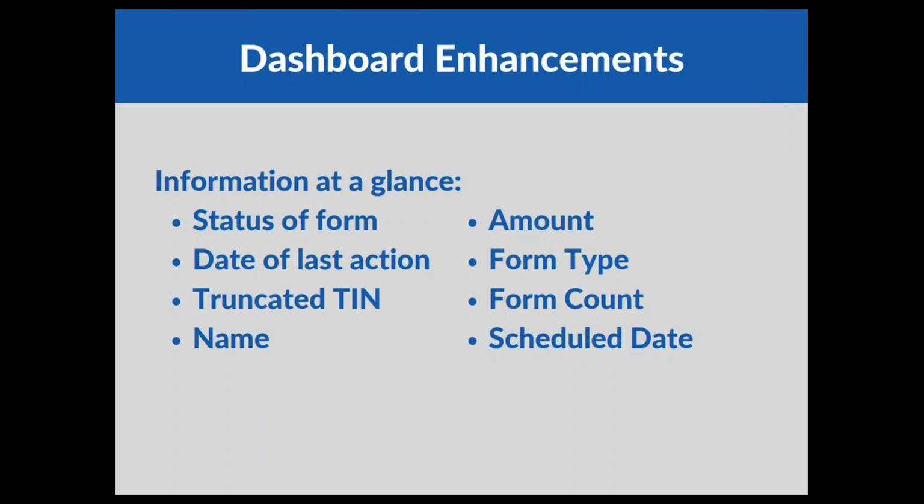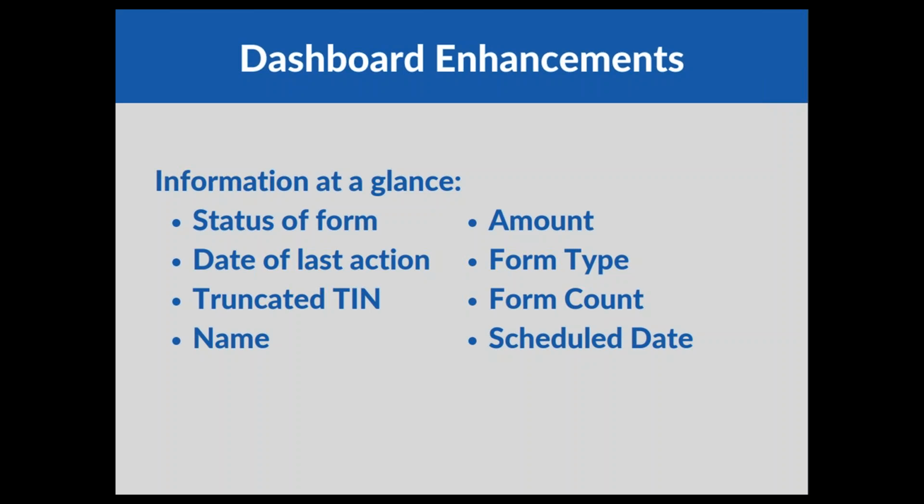So we modified our dashboard pretty significantly to incorporate this information at a glance type of component so that you'd be able to see that information pretty easily. When you're in the dashboard, and I'll show you that in just a moment, you'll be able to see the status of the forms, the date you last did something with a particular form, whether it was updating a form in that batch or submitting those forms, and the date that maybe the acceptance came from the IRS. You'll be able to see the truncated taxpayer identification number for the payer as well as the payer's name, and the total amount of those forms.